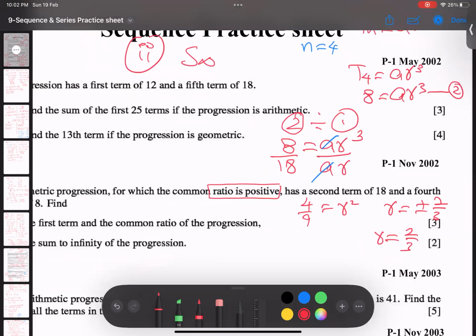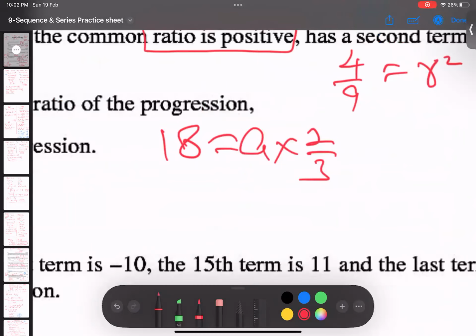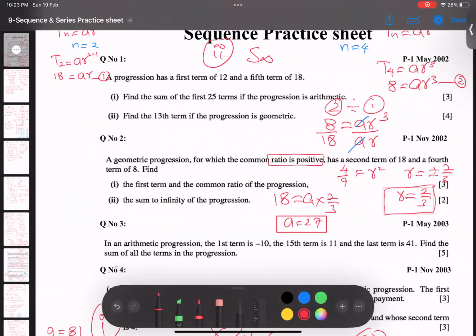And this R equal to 2 by 3, I plug in here or plug in there. I think plugging in here is better. So 18 is equal to A times 2 by 3. And 3 goes multiply up to divide. And I get A equal to 9 threes are 27. Alhamdulillah Rabbil Alameen. I got the common ratio and I got the first term.